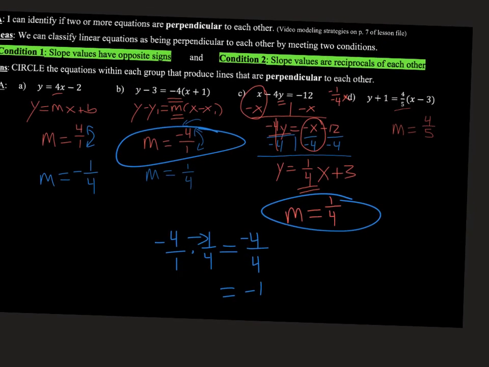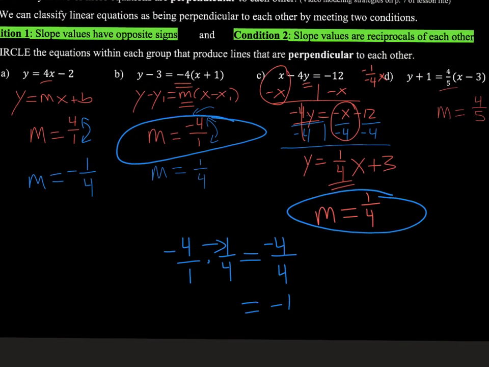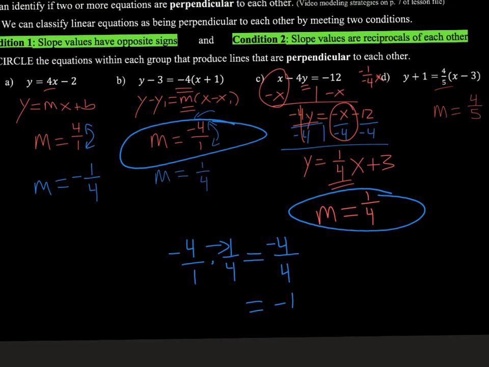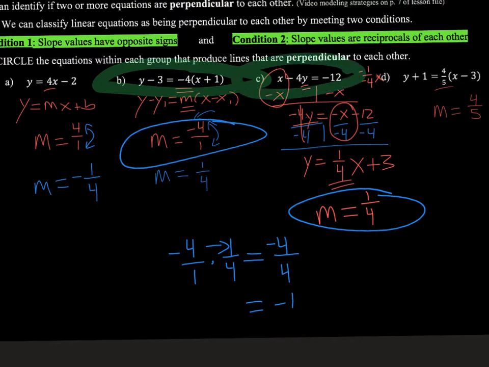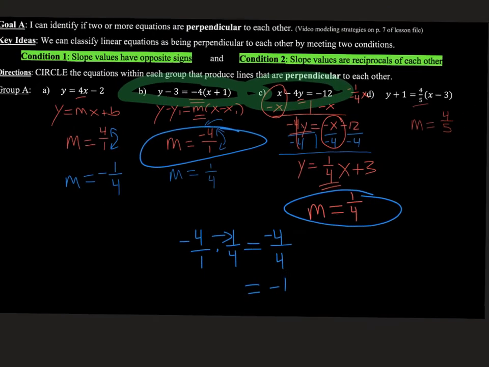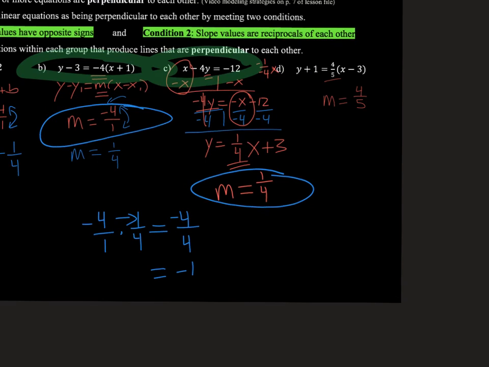What we were looking to do was identify which of these equations are perpendicular to each other. So when we look at doing this, I could say, okay, equation B is perpendicular with equation C. So lastly, a little graphical representation to understand what we are doing here.